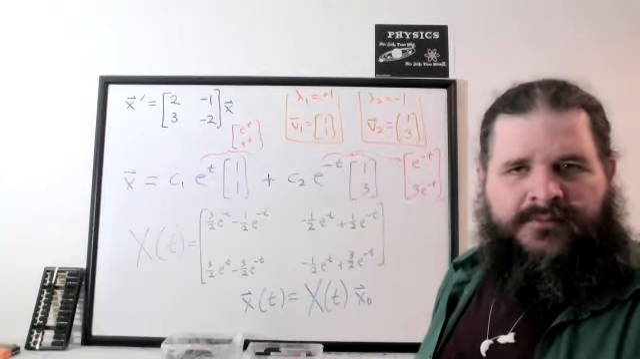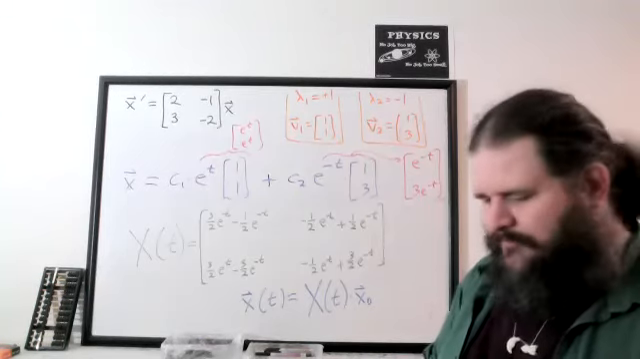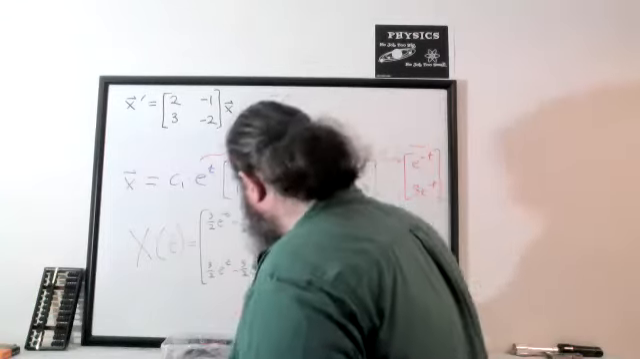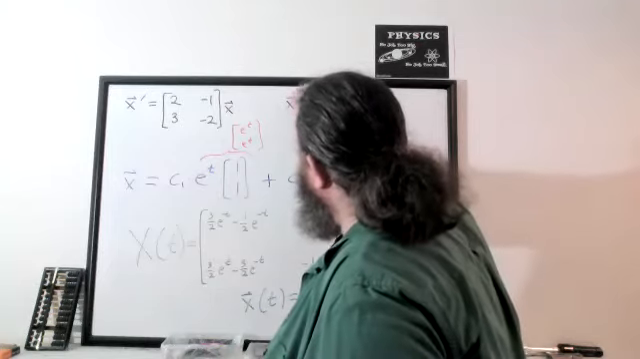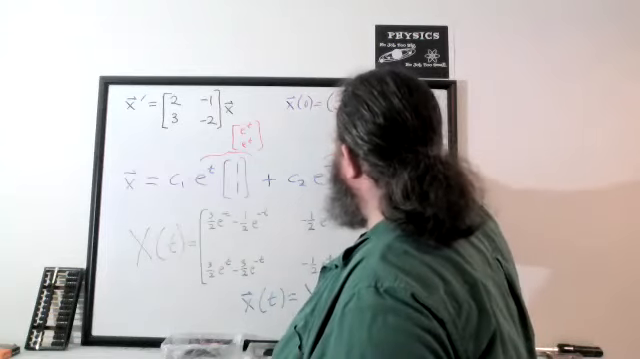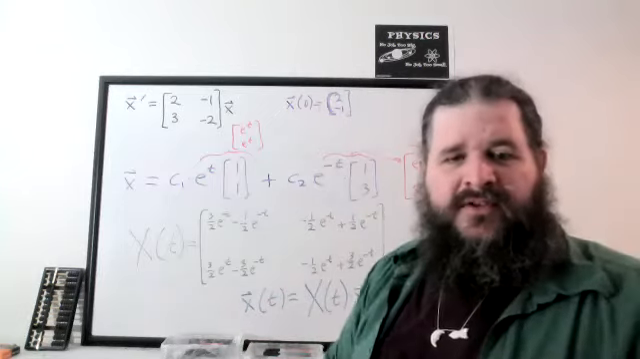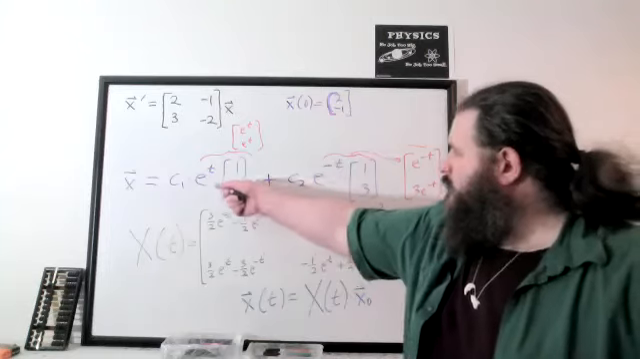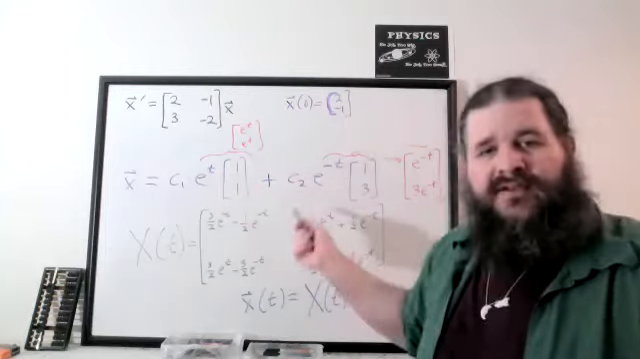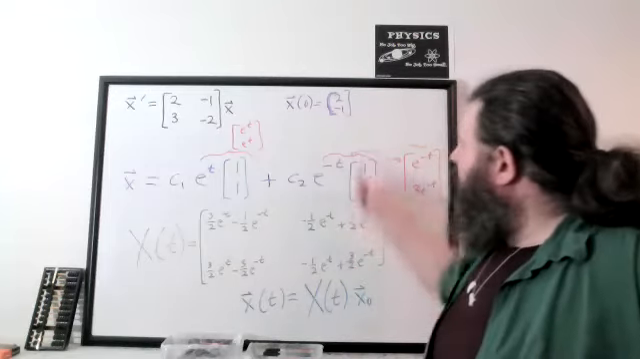For example, I think in problem 2, let me look that up. Yeah, problem 2 gave us an initial condition. Specifically, the initial condition was x of 0 equals 2, negative 1. So that means to find the specific solution, if we had our general solution written down like this, we'd have to plug in 0 for t, set this equal to 2, negative 1, and solve for C1 and C2. But now that we have the fundamental matrix, all we have to do is multiply the fundamental matrix by 2, negative 1.